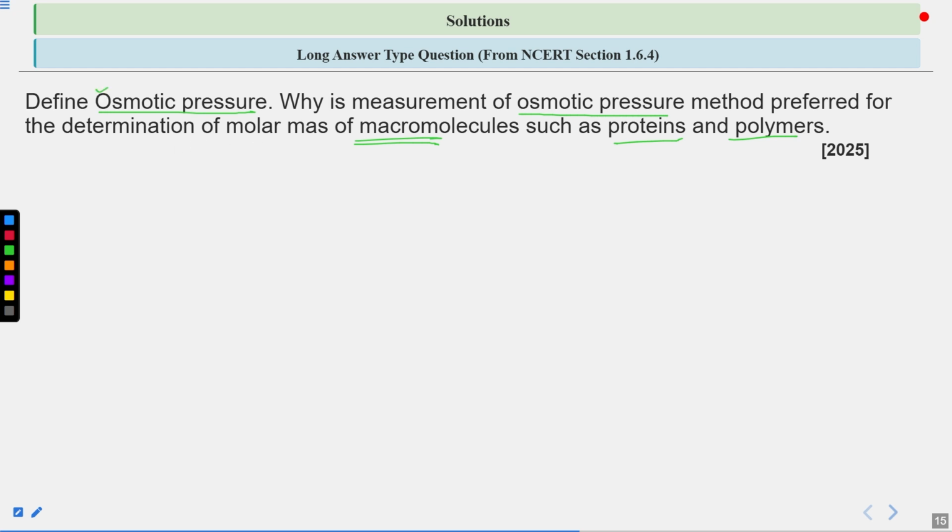First, a definition, and then a reason-based question. You have to define osmotic pressure, and you also have to tell the reason why the osmotic pressure method is preferred for macromolecules like proteins and polymers. Macromolecule means large size molecules, while micro means small size molecules. This question was in the 2025 CBSE examination. So you have some time, go through it. After that, we will continue to the correct answer.